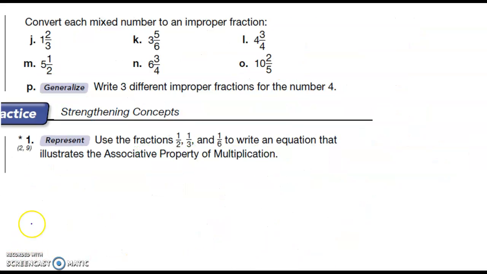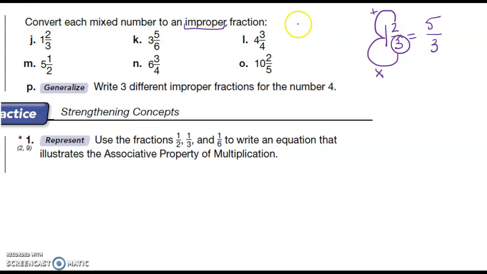Okay. All right, convert each mixed number to an improper fraction. So what we're doing here is what I call the butterfly. I'm sorry, not the butterfly, the popcorn. Everything's got a name. So if I'm trying to convert this to an improper fraction, I'm going to draw popcorn, okay? And I'm going to multiply here and add here. So 3 times 1 is 3, plus 2 is 5. All of that goes over 3. Okay, so that's J.